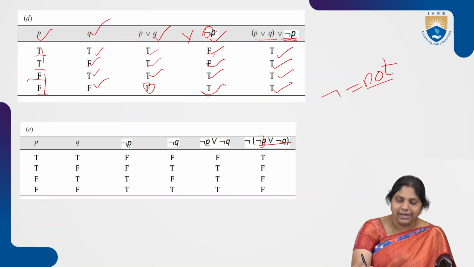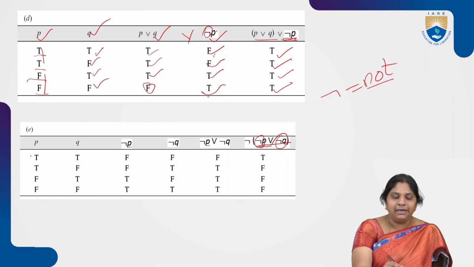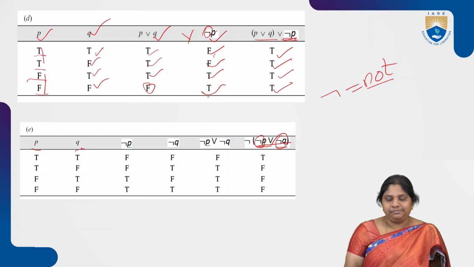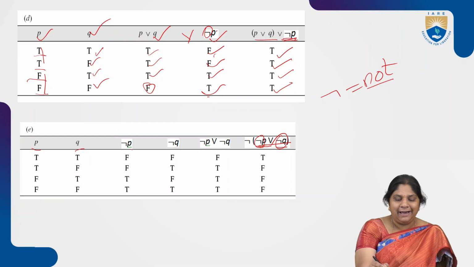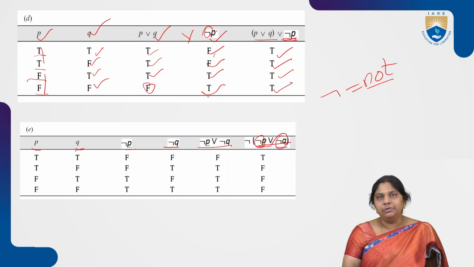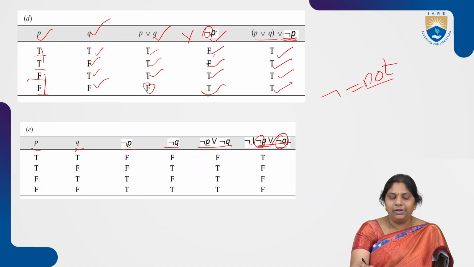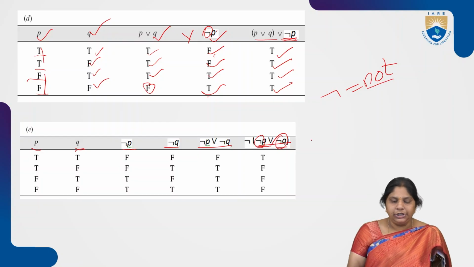So here we have negation P or negation Q. To find negation P, we need P. To find negation Q, we need Q. So for negation P or negation Q, we need P with its negation, Q with its negation, and with the results of both we can find negation P or negation Q.